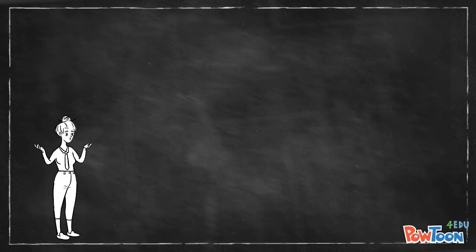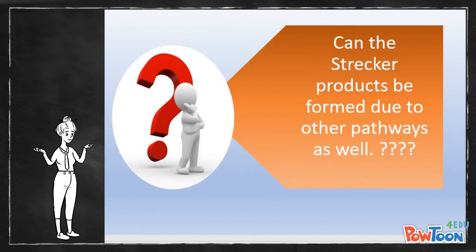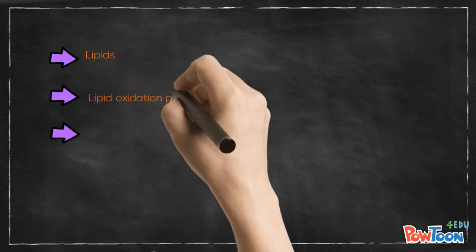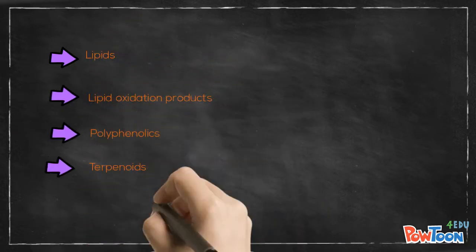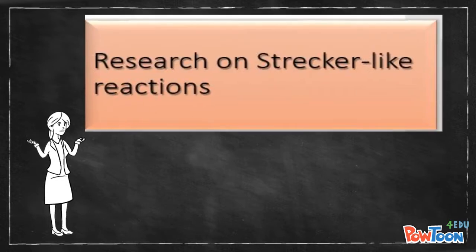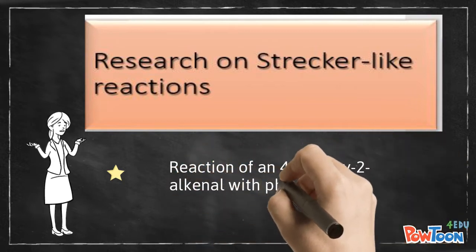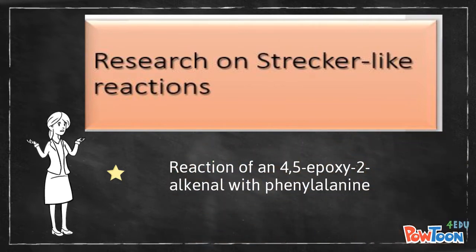The question is, can the Strecker products be formed through other pathways as well? Today, Strecker and Strecker-like reactions encompass a much wider range of food components, including lipids, lipid oxidation products, and polyphenolics, as well as terpenoids. A study was conducted in 2004 to clarify if there is any contribution from lipid oxidation products to Strecker degradation of amino acids. They analyzed the reaction of 4,5-epoxy-2-alkenals with phenylalanine.